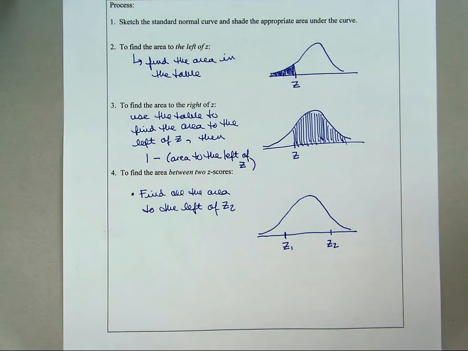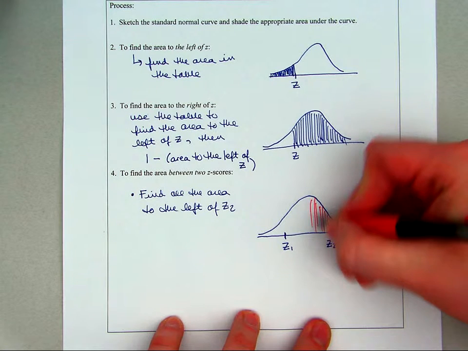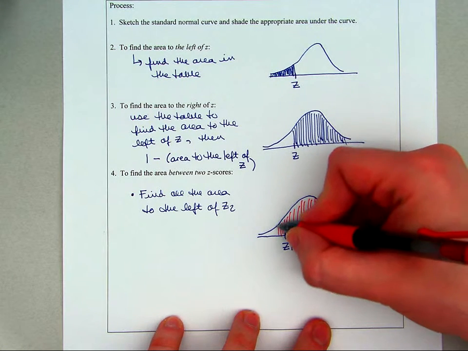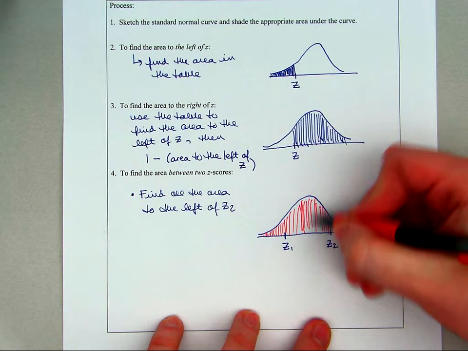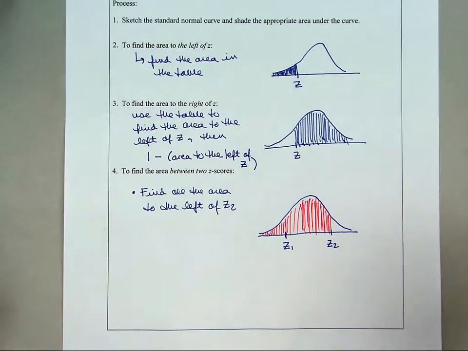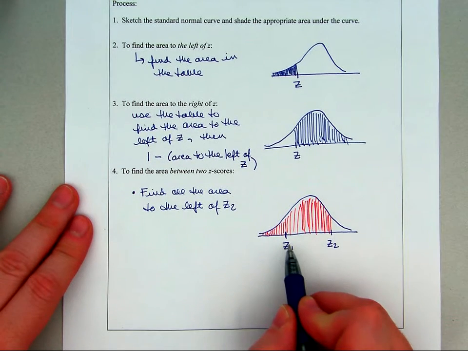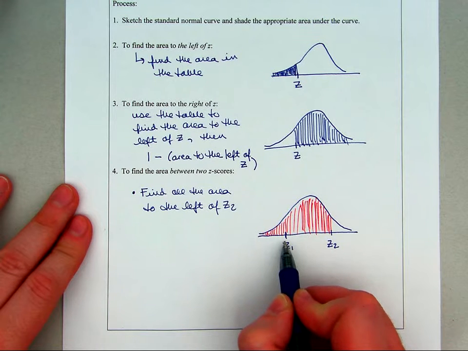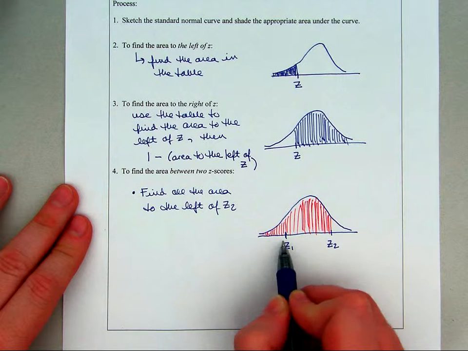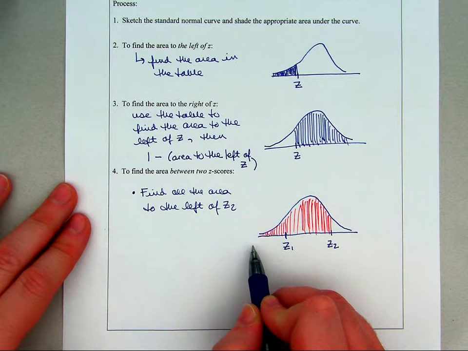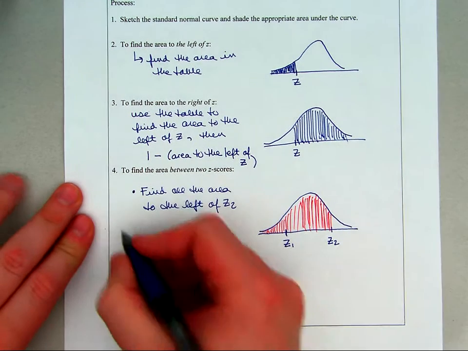Once I've found that, I will know this entire shaded region, which is a little too much, but at least that's a good place for me to start. But I just want the area between z1 and z2, not the area that's to the left of z1. Well, all that I need to do is find that area to the left of z1, which I can just get from my table, do some subtraction, and I'll be left with the area in between.